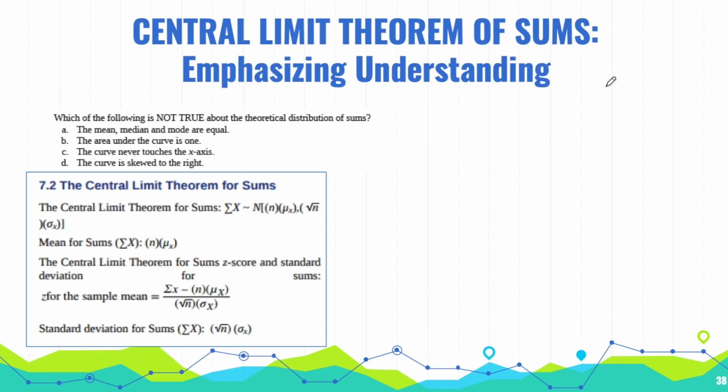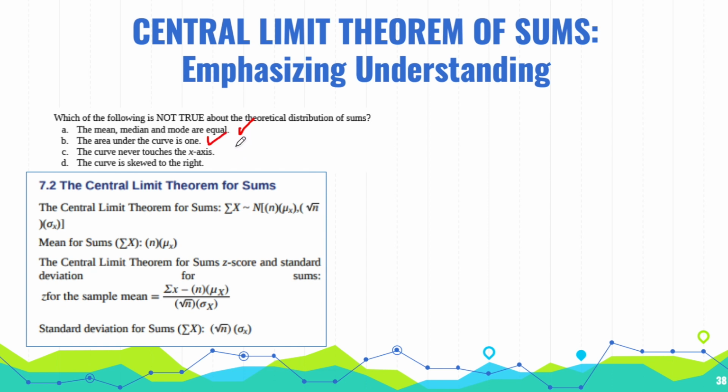Let's review this final piece about the central limit theorem of sums. Which of the following is not true about the theoretical distribution of sums? Are the mean, median, and mode all equal? Yes, the theoretical sampling distribution of the sums approximates a normal curve. And by definition, the mean and median and mode are all equal in a normal distribution. The area under the curve is 1. Yes, again, because it is a normal distribution, the probability area under the curve is always 100%, or 1.